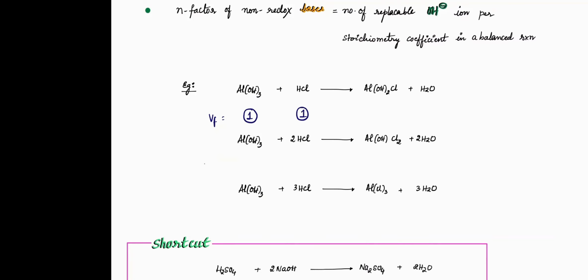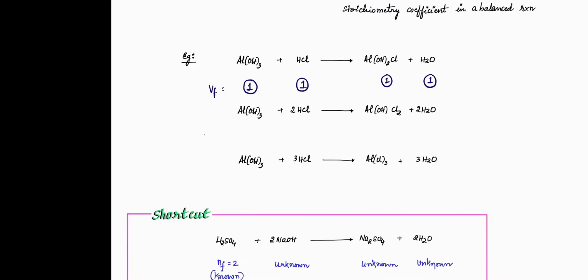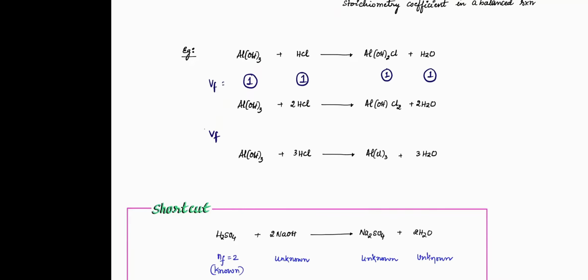And here, as a salt, you can notice that overall it will have plus charge and Cl minus charge. Salt will always have ionic form, some X units of plus charge and X units of minus charge. So here that makes it again 1, and water is always 1 in this case. So these are the valency factors.